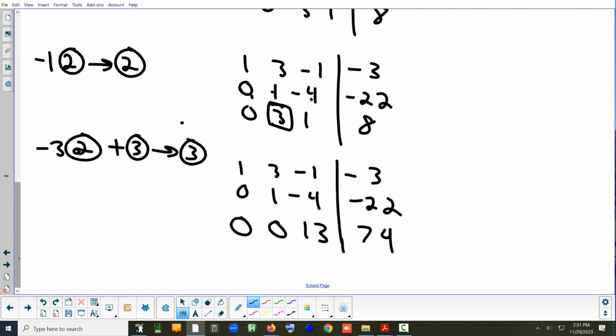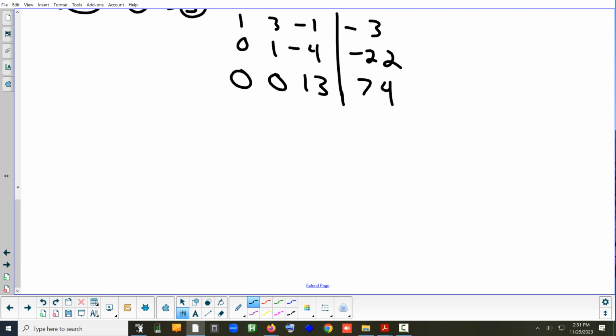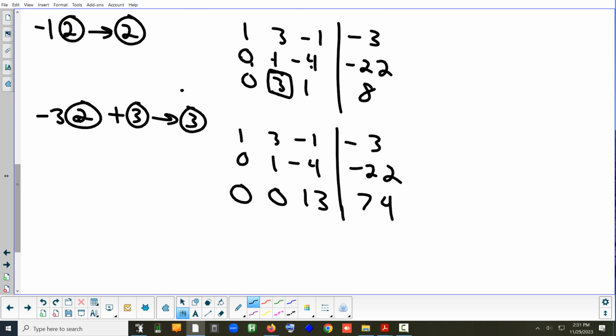Any question on that? All right, now, what does that last row tell me? You need to get a 1 where the 13 is. Well, we could get a 1 where the 13 is, or what if you just write it back out with letters? What does it say? 13z equals 74. And how would you solve for z? Divide by 13.